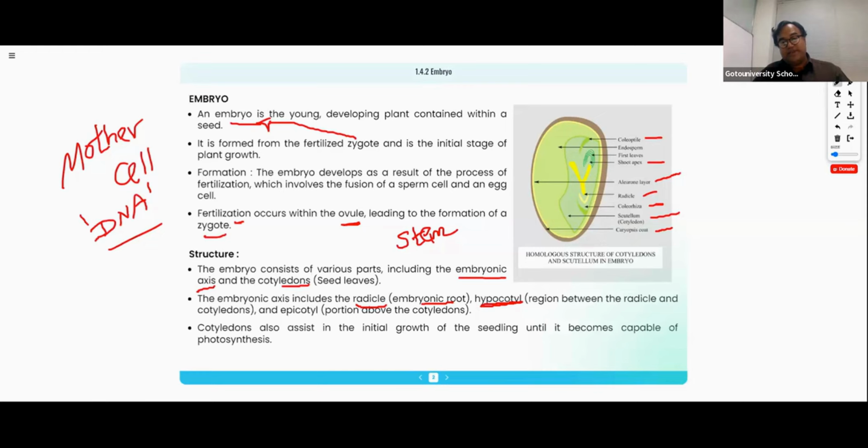This hypocotyl makes radical, makes root, whereas epicotyl makes the shoot system. Epicotyl makes the shoot system. Cotyledon is very, very important for the plant to develop. Develop in the sense what? By giving the nutrients. Who is giving the nutrients? Cotyledon is giving the nutrients.